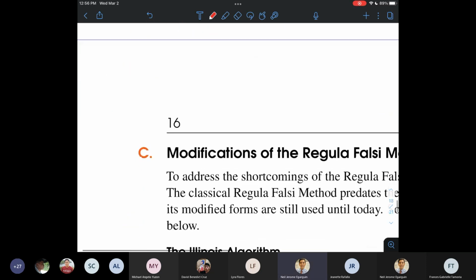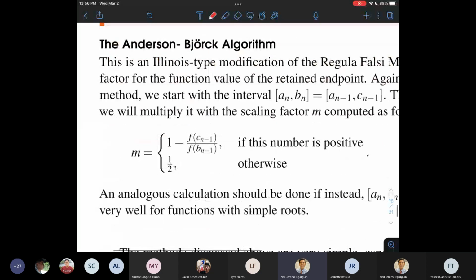Alright, so may isa pang modification ng Regula Falsi Method. Ito naman yung Anderson-Bjork algorithm. Yung Anderson-Bjork algorithm, katulad din siya, or kamukhang-kamukha siya ng Illinois algorithm. That's why it is called an Illinois type modification ng Regula Falsi. Kasi ini-scale niya yung function value nung nare-retain na endpoint. Sa modified Regula Falsi, or dun sa tinatawag na Illinois algorithm, dun sa original Illinois algorithm, ang scaling factor ay laging 1/2. Ngayon sa Anderson-Bjork algorithm, yung scaling factor nyo ay equal na kay m.